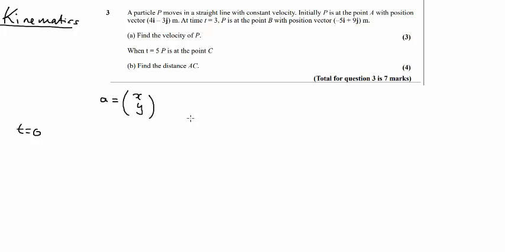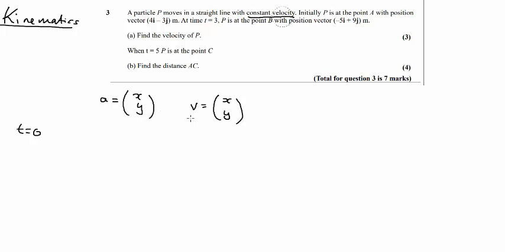Oh wait, constant velocity moves in a straight line with constant velocity. So what that's telling me is actually my velocity is x and y. Is that correct? Have I got this? Wait, am I missing something here? These aren't the loveliest questions in the world.